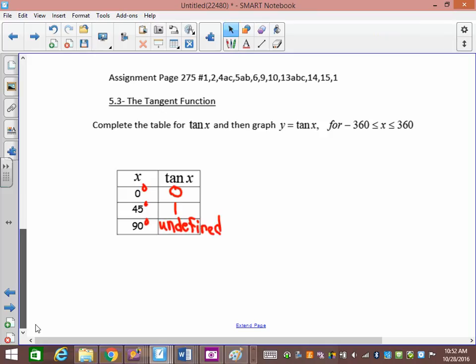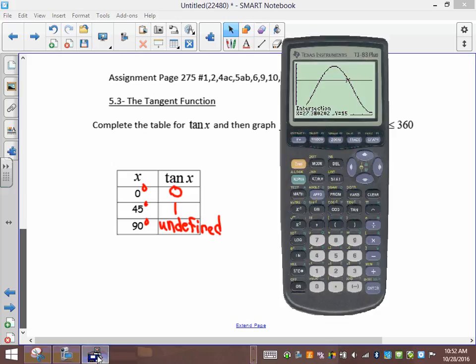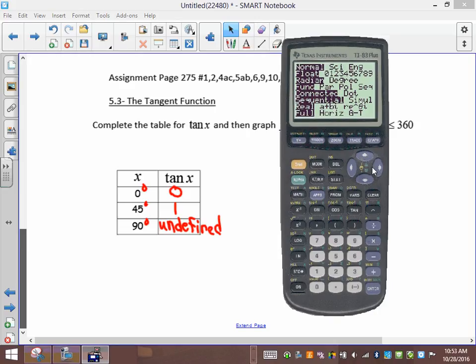So if we go to our calculator, it might show up. You go y equals, clear. Tan x. Mode, I'm going to put in degrees. And zoom trig. This is what a tan graph looks like.